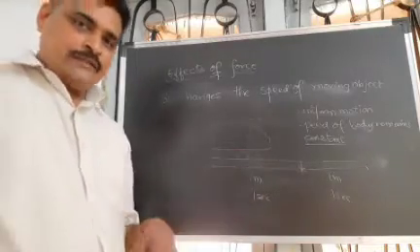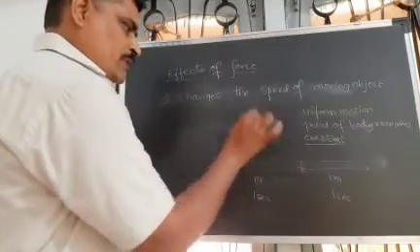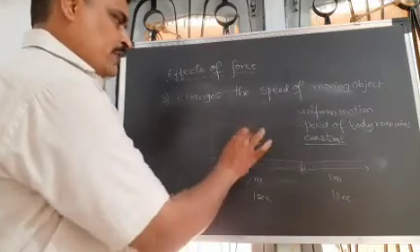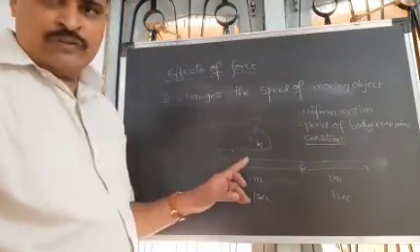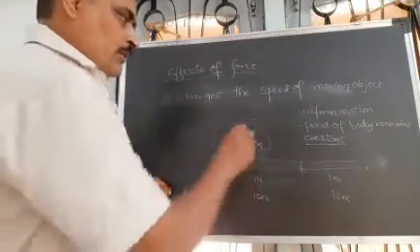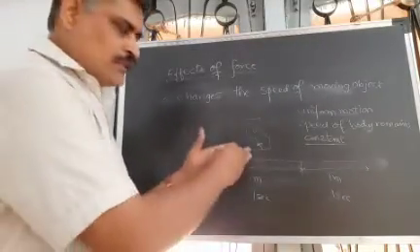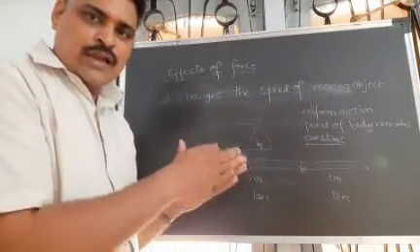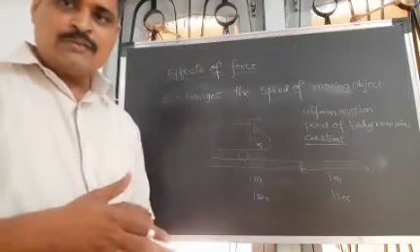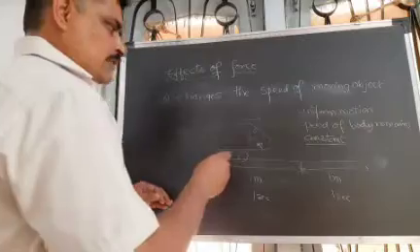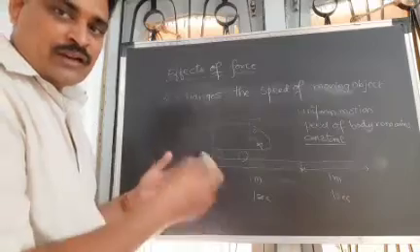When a force is applied, suppose you press the accelerator. This is the steering, and the driver is in the seat, and when you press the accelerator, the speed of the car increases. When he is pressing the accelerator, he is applying force, and this force causes the increase in speed of the car. So we can say that when force is applied, the speed of the car increases.